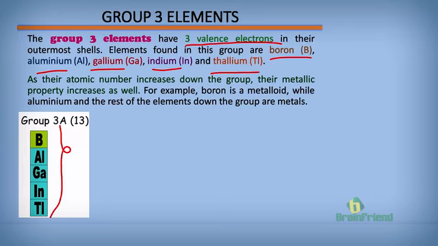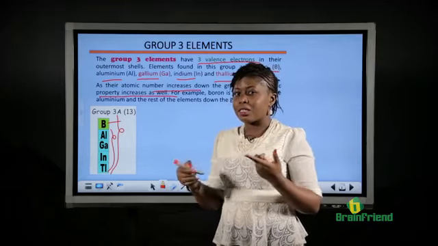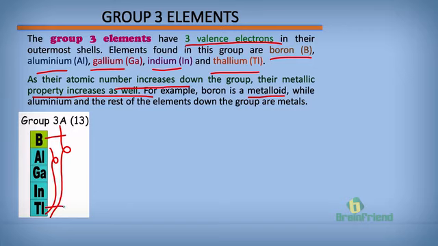As their atomic number increases down the group, their metallic property increases as well. So this means that boron, which is at the topmost of this group, is going to be a metalloid, while aluminium and the rest of these elements down the group are going to be metals. Remember we said that the metallic property increases down the group.